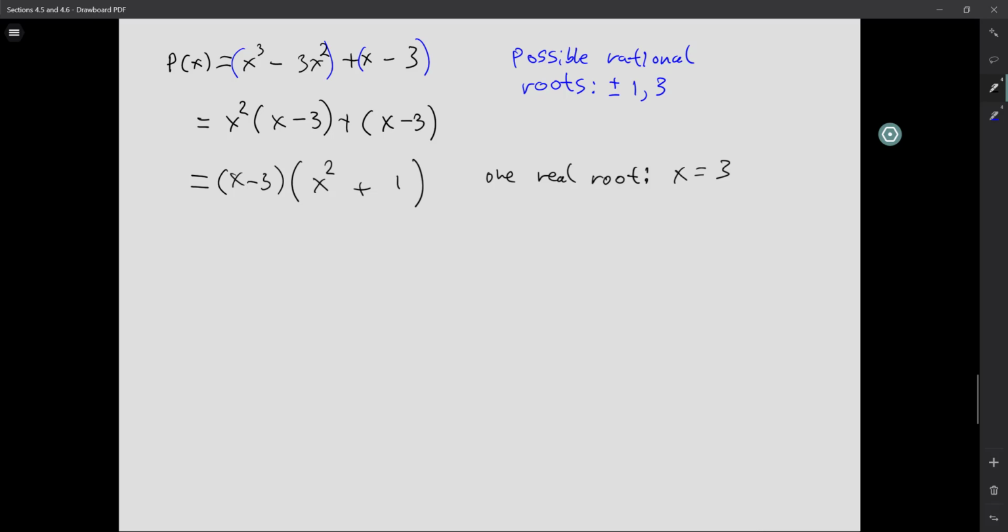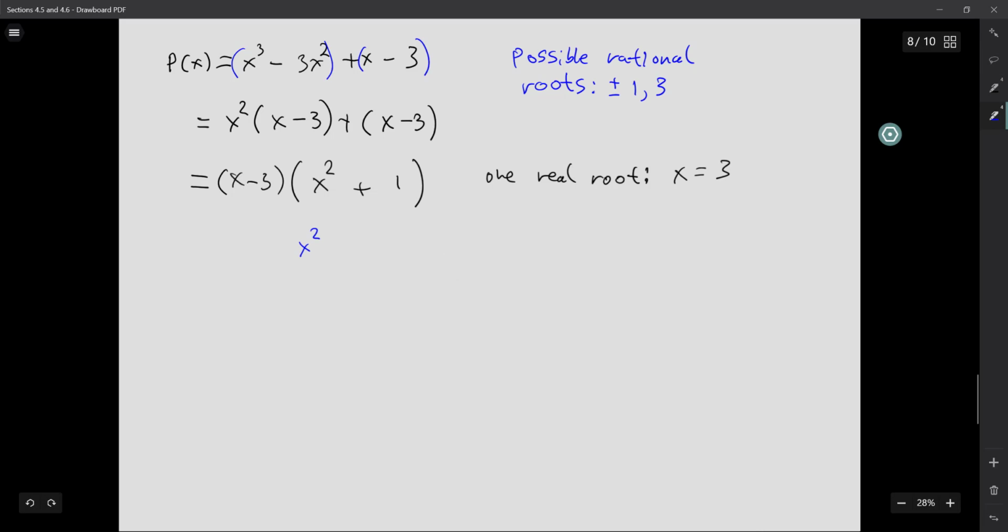But I can't find a real number where if I square it, I get negative 1. So what I have, if you were to graph this, you would see it crosses the x-axis exactly once, and it's going to take a cubic shape, so it goes up and then down and then up. But the part where it goes down doesn't cross the x-axis again. But we can continue factoring since we're dealing with complex numbers.